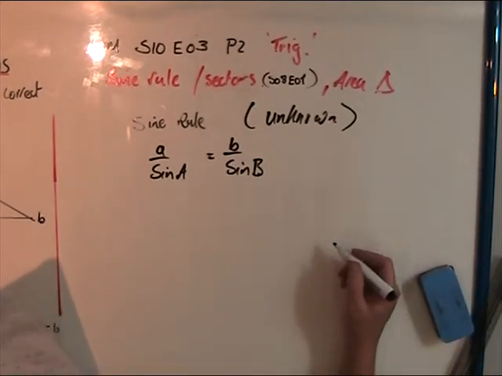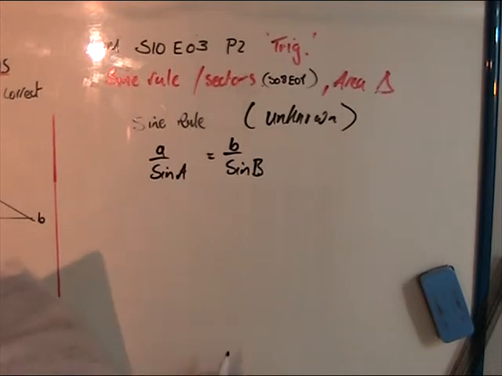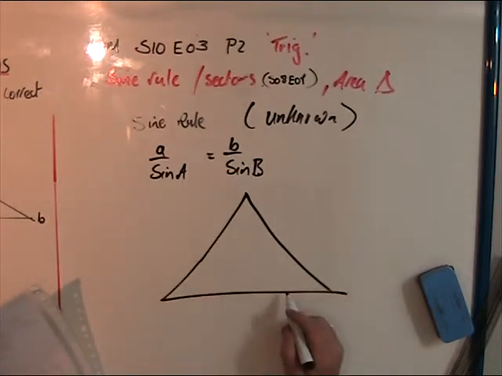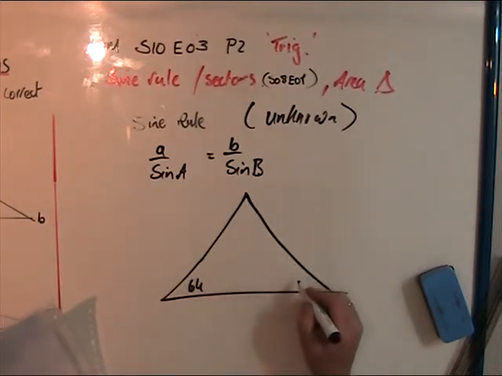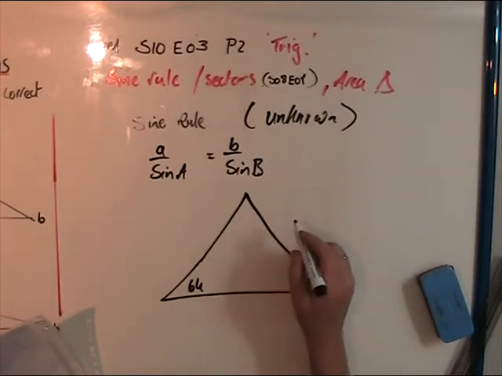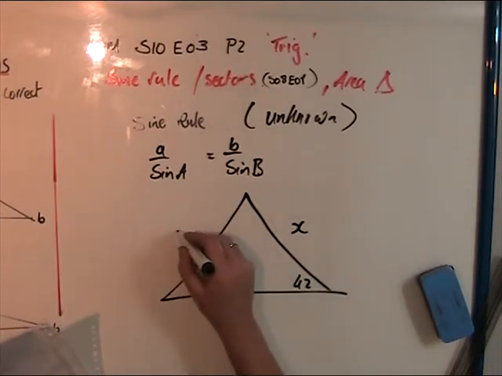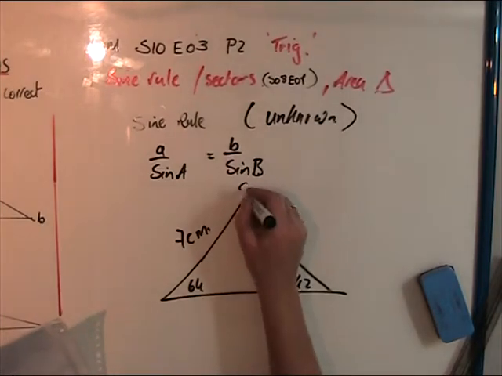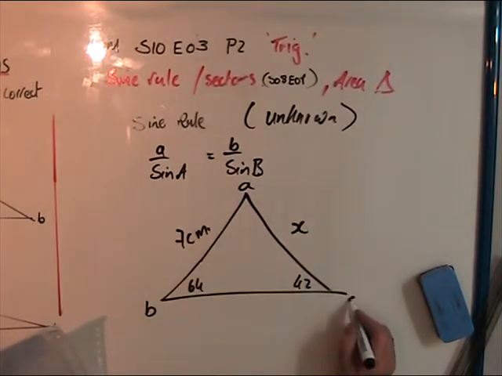So to solve a triangle where one knows a side and the angle opposite, and any other angle or side. So okay, let's do a question. We have a triangle here, and it's got 64, 42, and it's got x here, and it's got 7 centimetres here. Let's label it A, B, C.